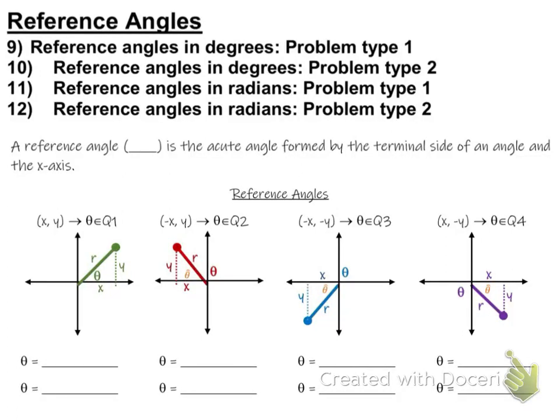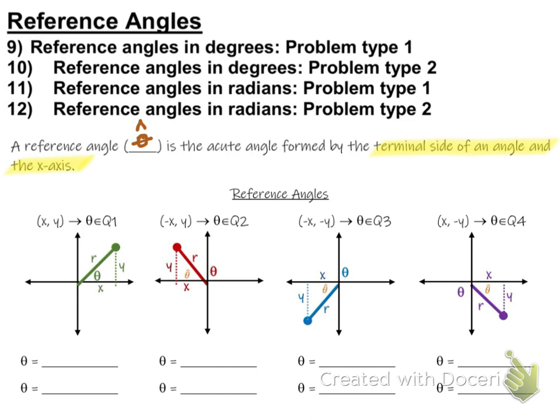All right, we're going to talk about reference angles. So a reference angle, and the symbol for a reference angle is theta. I call it theta hat, theta with a little hat on, right? And the definition of a reference angle is the acute angle formed by the terminal side of the angle and the x-axis. So it's always going to be a positive acute angle.